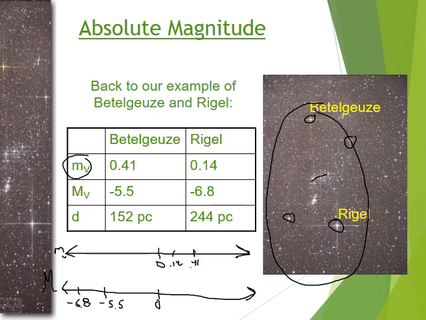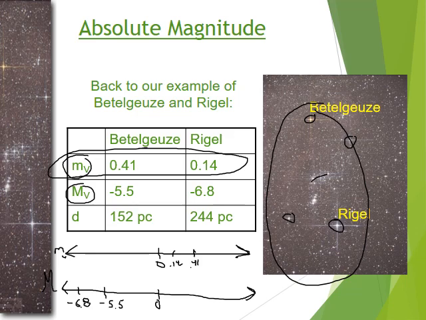So indeed, Rigel not only appears to be the brighter star, it actually is the brighter star. The reason is that its absolute magnitude is also to the left of Betelgeuse. With apparent magnitudes, we don't really know how far away these stars are. All we know is that one appears brighter in our sky. With absolute magnitude, we level the playing field. We put them both at the same distance from the Earth.